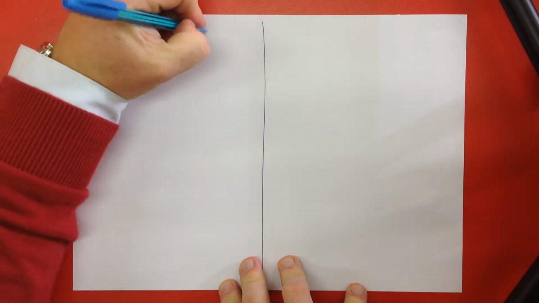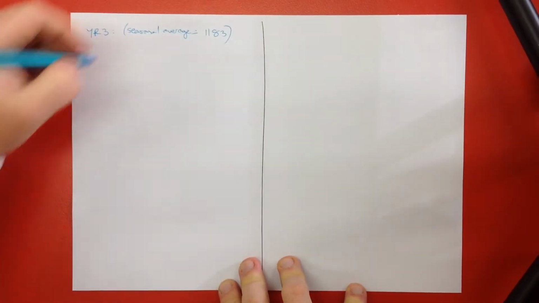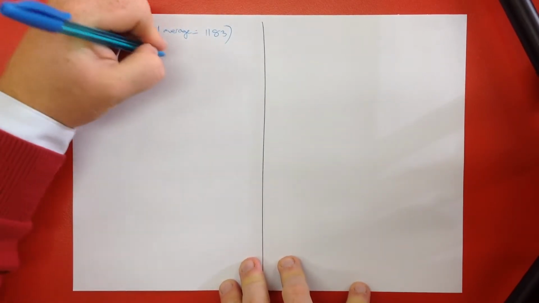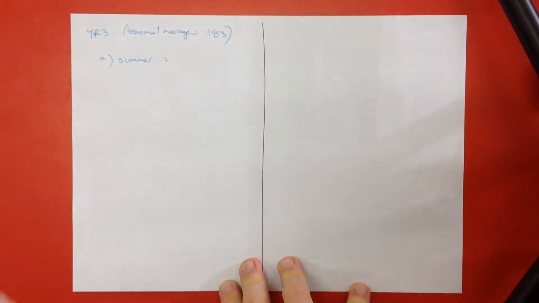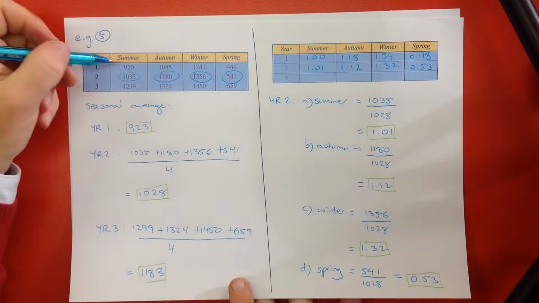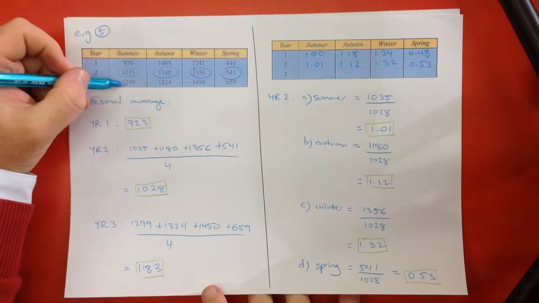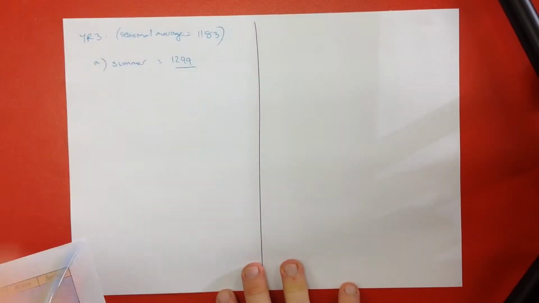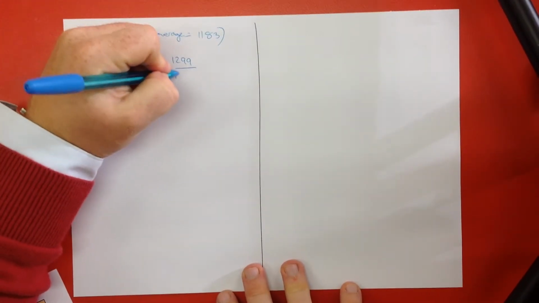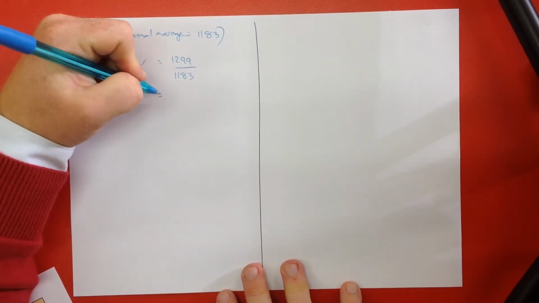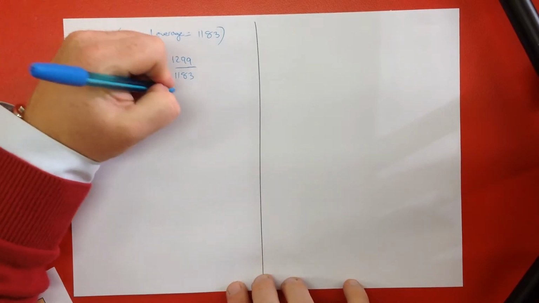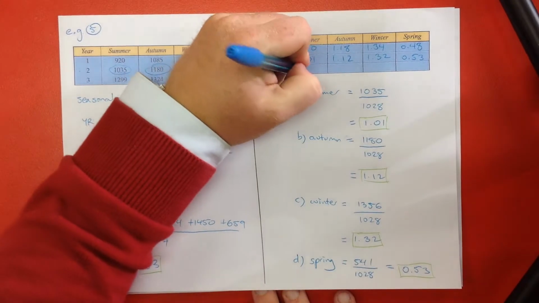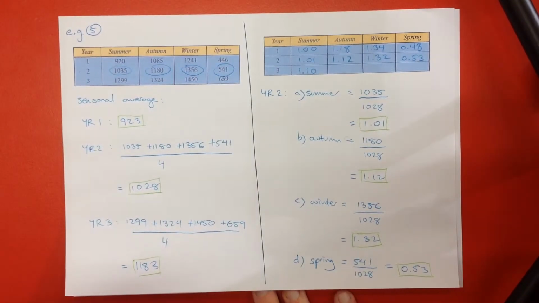So for summer in year 3, we actually sold 1,299 ski jackets, and the seasonal average was 1183. So our seasonal index for summer in year 3 was 1.10. So I'll put that in my table. 1.10. So let's do the same thing.